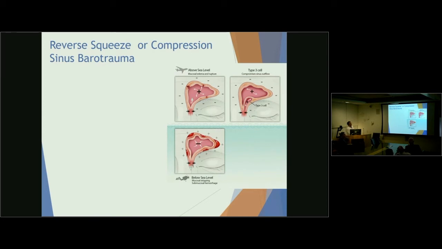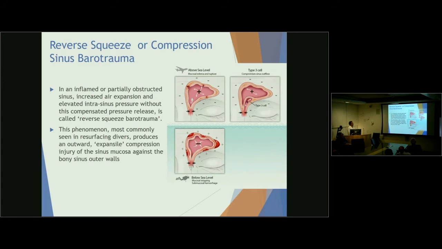Whereas when you're descending, same scenario, ambient pressure increases, intrasinus volume decreases and kind of pulls the sinus mucosa in and squeezes the sinus. So this pathophysiology is called squeeze barotrauma, as you can imagine. It's squeezing the sinus. Whereas this one is called de-squeeze or reverse squeeze barotrauma, also called compression injury. So these are the two main terms that we're going to use throughout this talk.